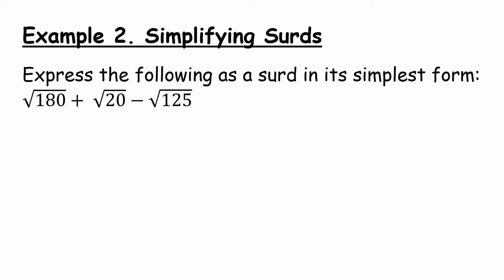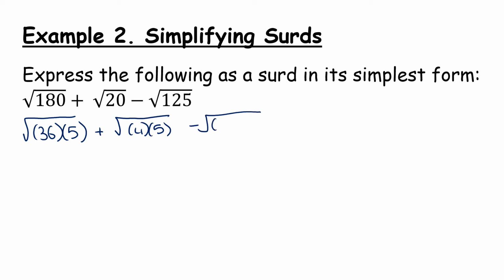So what I want to find is what perfect square will divide into 180. Okay, so I could divide 180 by 9 and I get 20. And 20 is divisible by 4, so 9 is not the biggest. So you can go up, and hopefully what you'll find through a little bit of trial and error if you need to is that this is 36 by 5. Okay, 20 hopefully you can see very quickly is 4 by 5, minus, and this is 25 by 5.